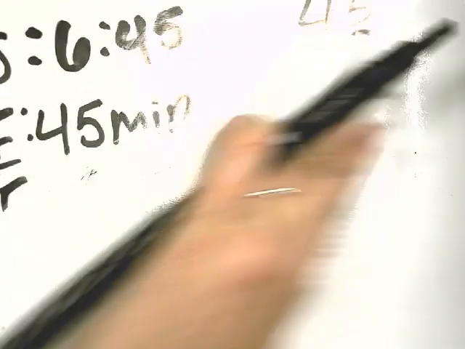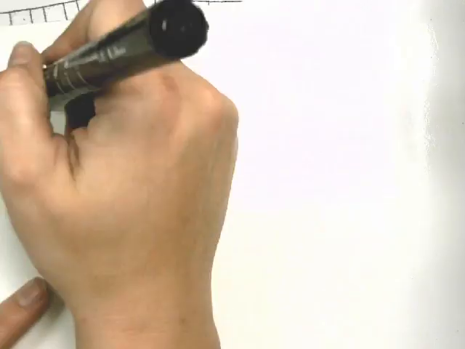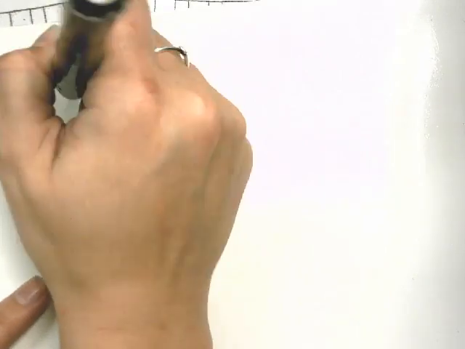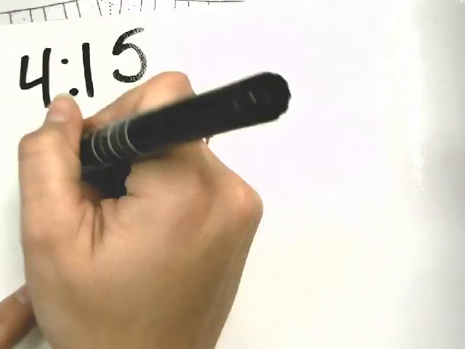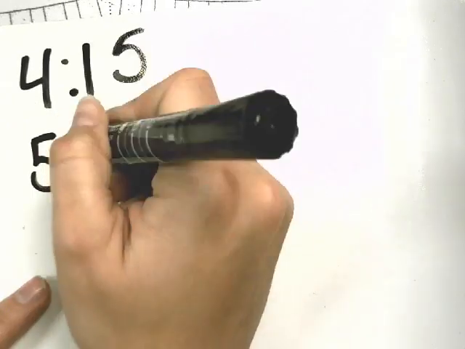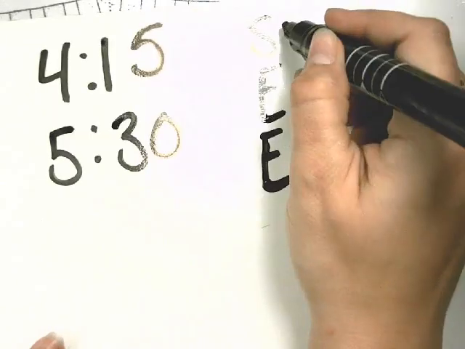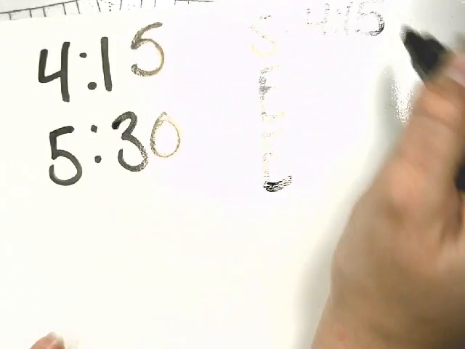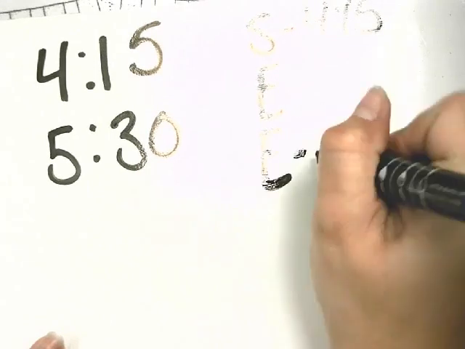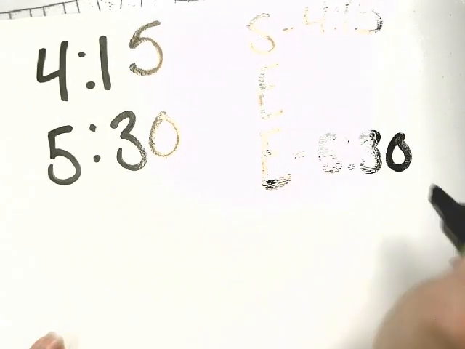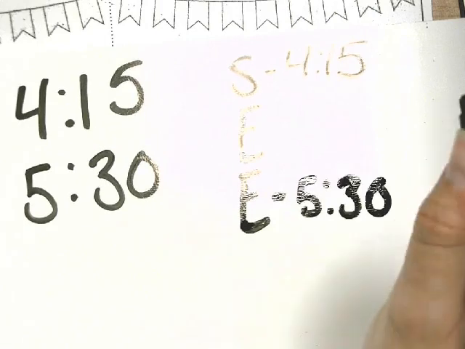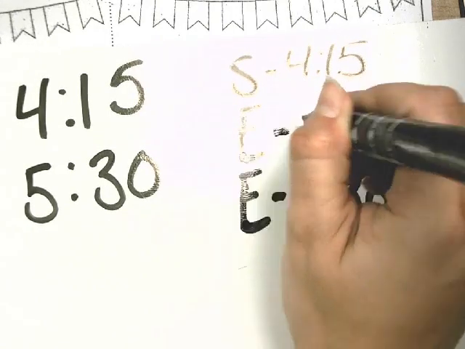They also could have questions like, Miss Schnell got to dance practice at 4:15. And her dance practice ended at 5:30. So how long was Miss Schnell in dance practice for? So if we do C, S-E-E, we have our start time, which was 4:15. That's when she started dance practice. Then we have our end time, which is 5:30. That's when dance practice ended. And we're looking for how long dance practice was. So we are looking for an elapsed time.